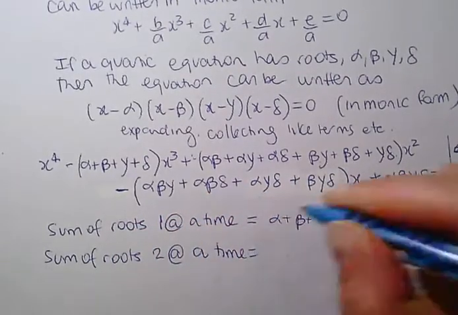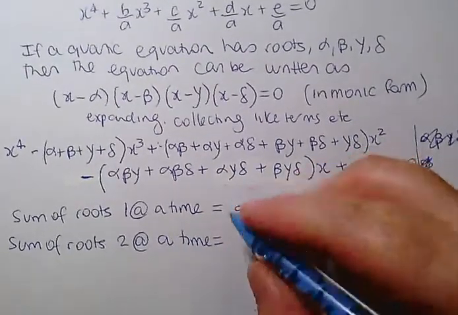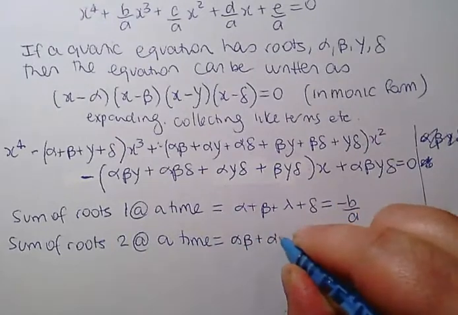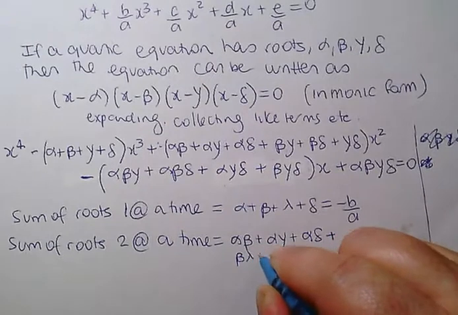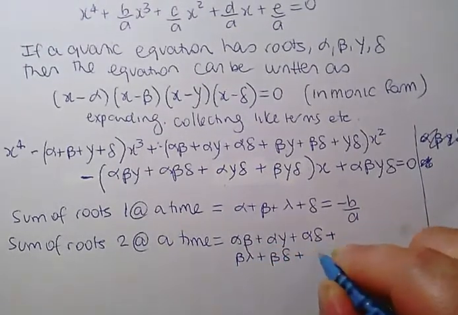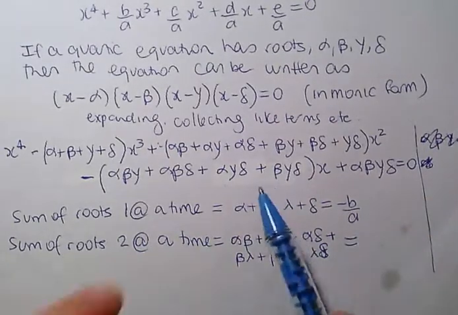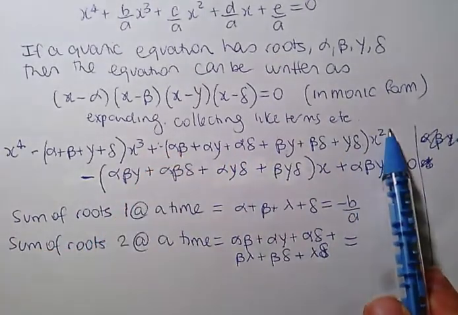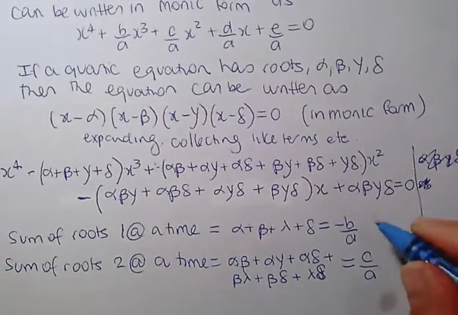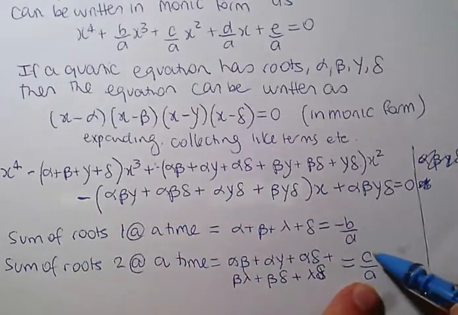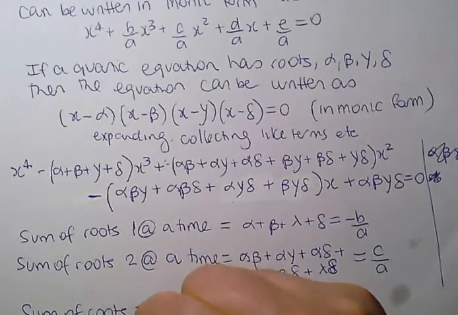Now, sum of roots 2 at a time. So sum of roots 2 at a time, we know, is all the different combinations of the 4 roots. So we've got alpha with beta, alpha with gamma, alpha with delta, beta with gamma, beta with delta, and gamma with delta. Okay, now they equal, as we can see here, the coefficient of the x squared equals c on a. So notice it always starts with minus b on a, then it goes to positive c on a.